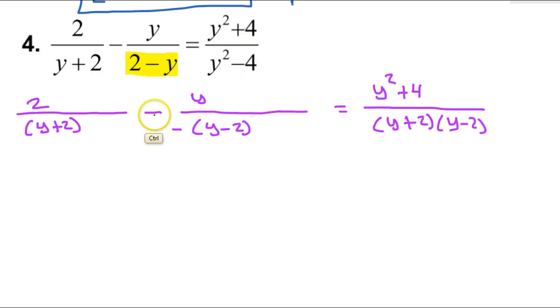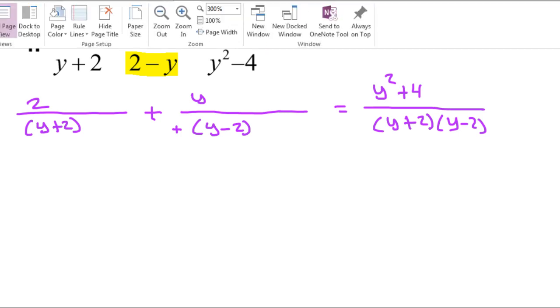Now I want to make one more change. When you do minus a negative, it's a positive. So really this is a positive. Okay, now we can do the rest of the problem as usual.